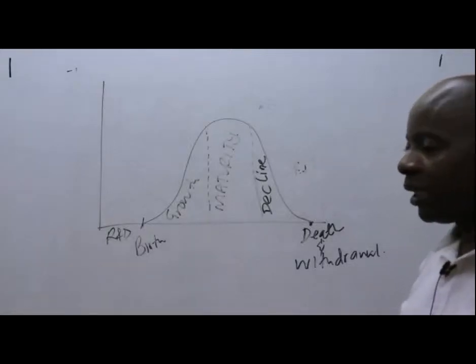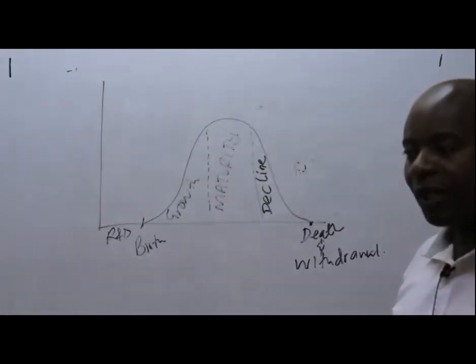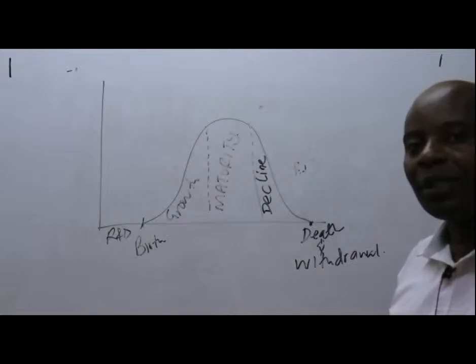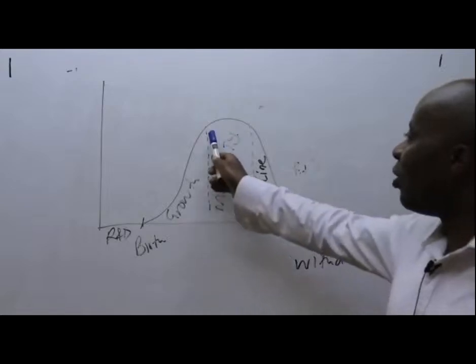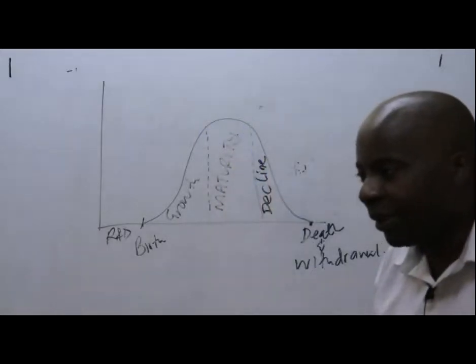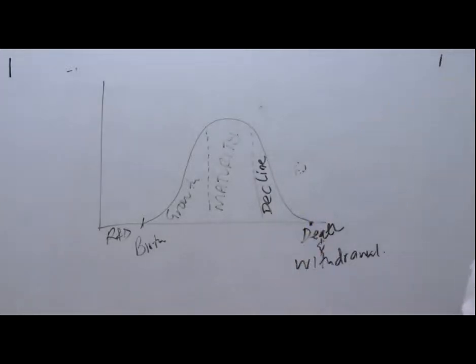After birth, we experience growth. Now, grow fast. You can't grow forever. Of course, even human beings, if we were to grow forever, ladies and gentlemen, then we'd become giants. So after that, of course, maturity, there will be decline, and then, of course, we expect death, and of course, withdrawal.